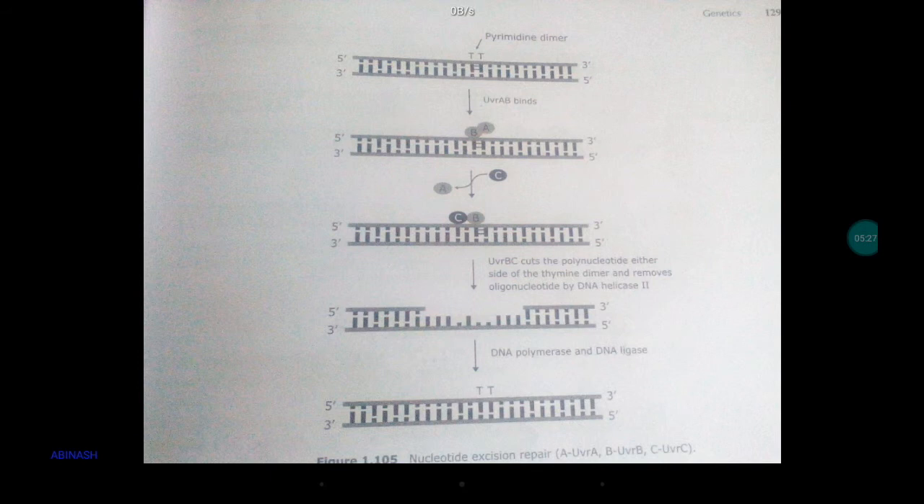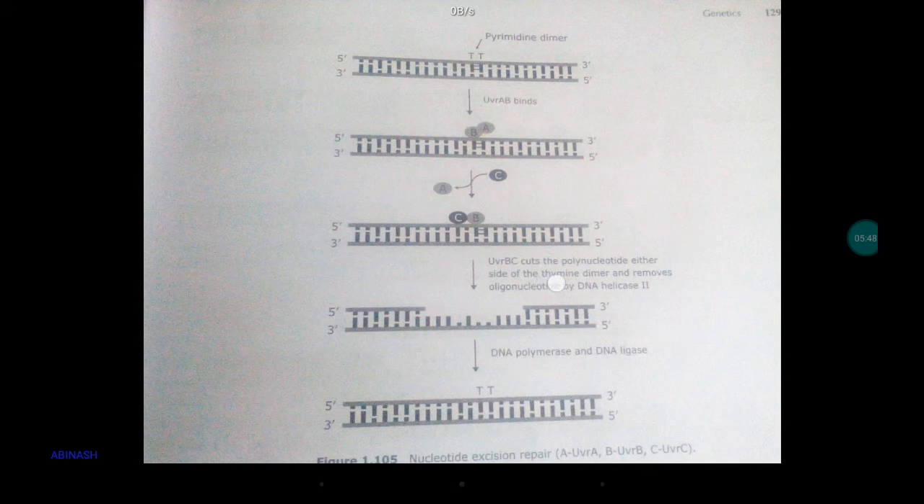So in conclusion, UVRAB comes, A recognizes, B binds, and UVRC clips out, and this clipped out segment is removed by helicase 2, and then DNA polymerase 1 and ligase repair this with new bases.